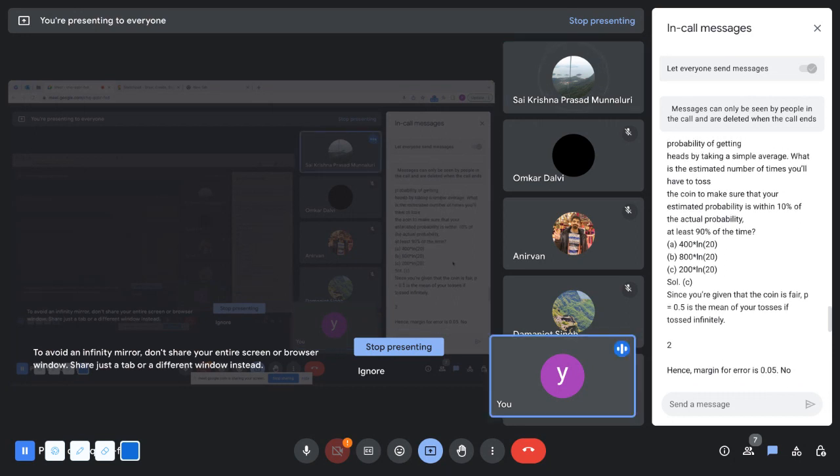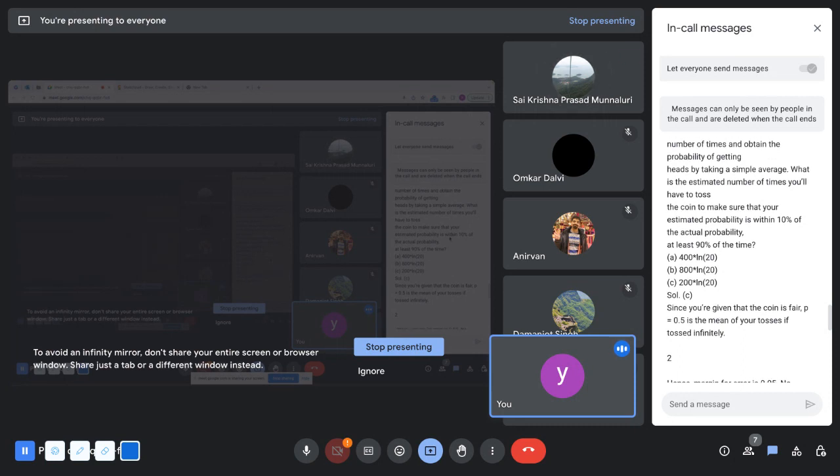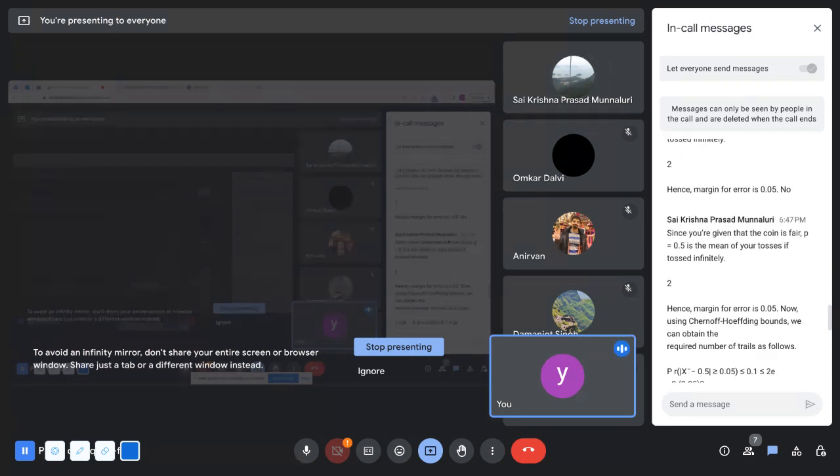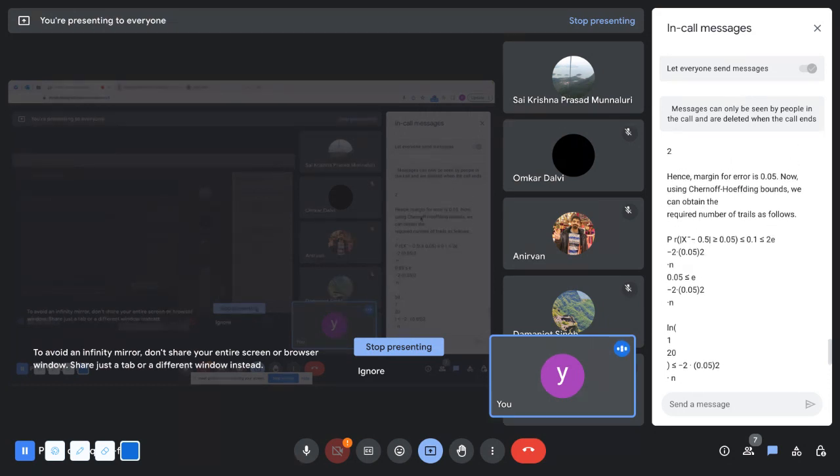Okay. So that is 0.05. That's how you got that number. And you wanted it within that, right? So probably somewhere you would have taken 1 minus of this, right? Yeah, I think that's what it is.